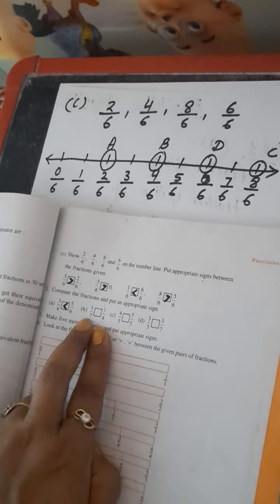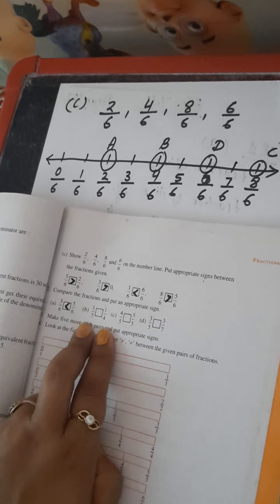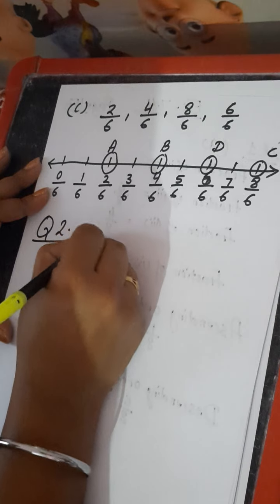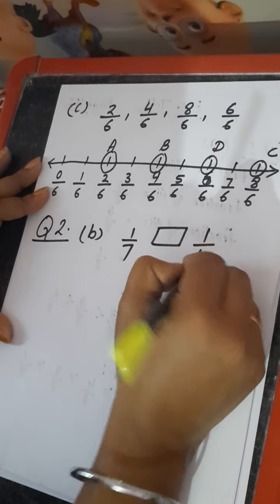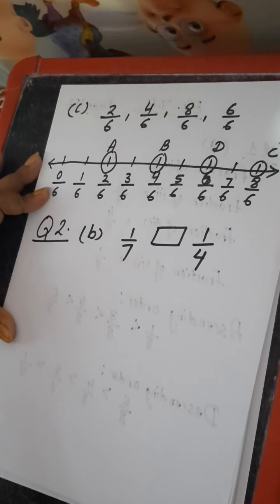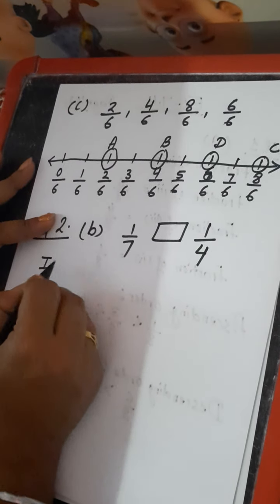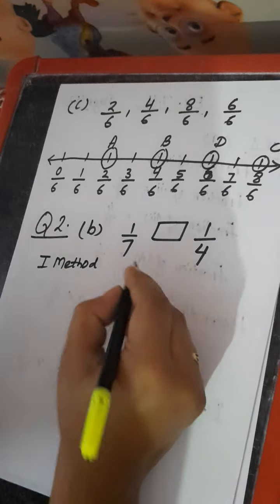Now in this case both the denominators are different. Whenever the denominators are different and you have to compare the fractions, you have to take the LCM. So let's start question number 2, B part: 1/7, 1/4. We compare both by two methods. The first method is that we have to take the LCM of the denominators.